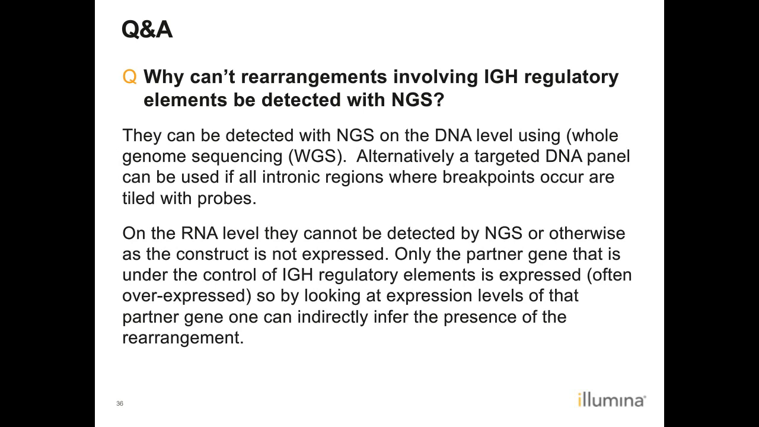Why can't rearrangements involving IgH regulatory elements be detected with NGS? They can be detected with NGS on the DNA level using whole genome sequencing. Alternatively, a targeted DNA panel can be used if all intronic regions where breakpoints occur are tiled with probes. On the RNA level, they cannot be detected by NGS or otherwise, as the construct is not expressed. Only the partner gene that is under the control of IgH regulatory elements is expressed, often overexpressed. So by looking at expression levels of that partner gene, one can indirectly infer the presence of the rearrangement.